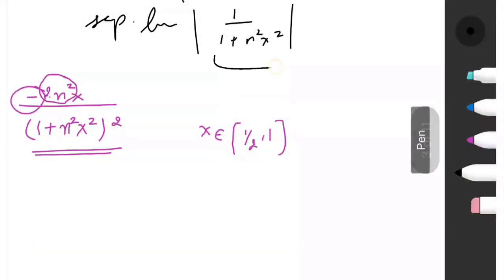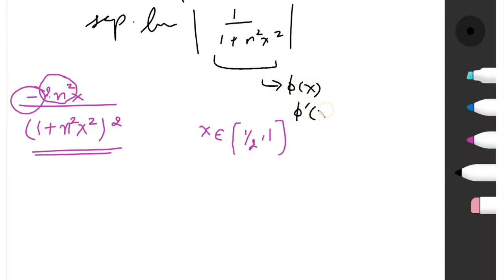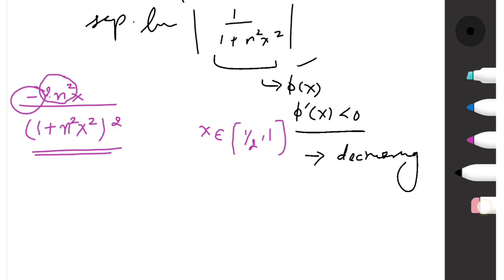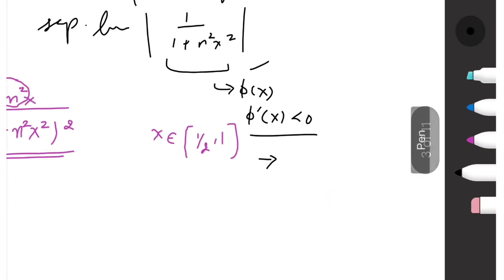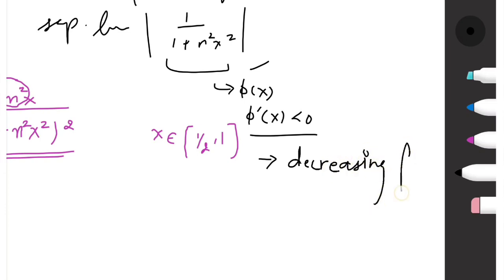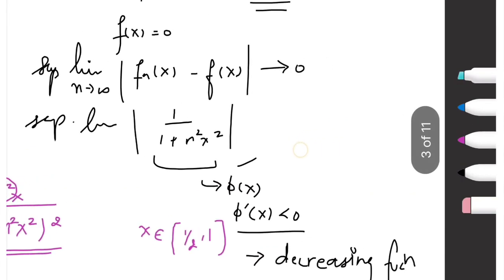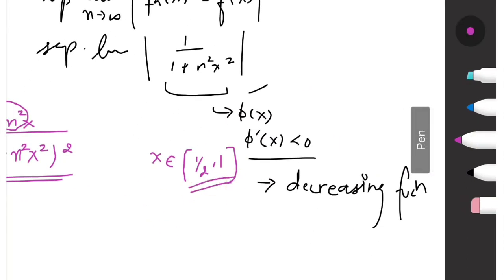So if this function is phi(x), we are getting phi dash x less than 0, which means this function is a monotonically decreasing function. Here we can imply this function is decreasing. As the interval is from half to 1, as we move forward in this interval the function is decreasing, so we will get the minima at half.